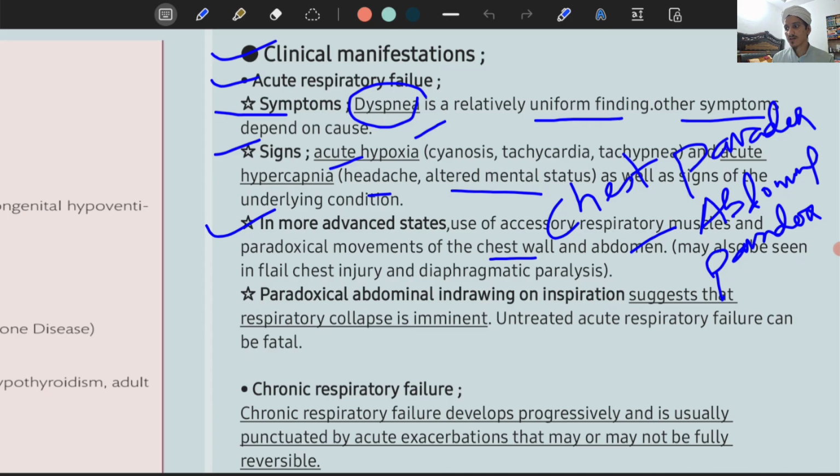That is abdominal paradox. So that is seen in impending collapse of the respiratory system. Okay, that is a very bad sign which we see in cases of acute respiratory failure. So, paradoxical abdominal indrawing on inspiration. The abdomen should distend on inspiration, but what is happening? The abdomen is going inwards during inspiration. So that suggests respiratory collapse is imminent. That is a very bad sign actually. If the patient is untreated in this condition, acute respiratory failure can be fatal.